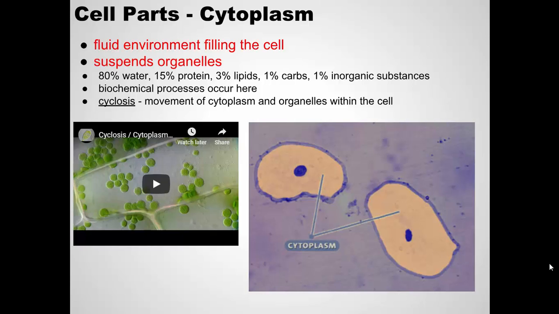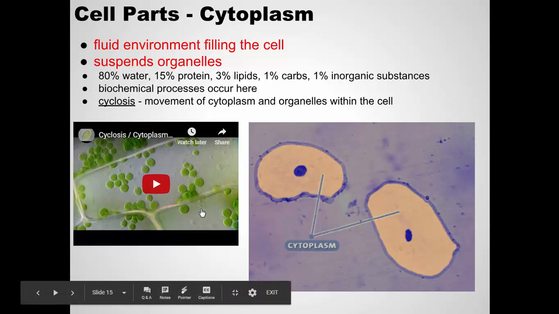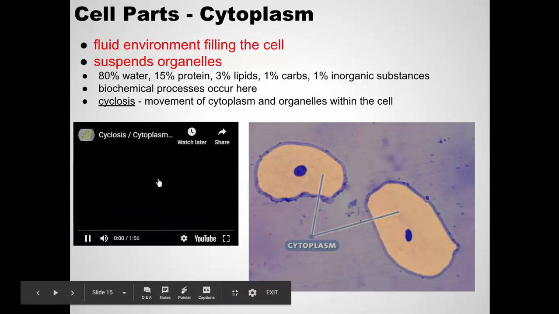The organelles are sort of in the cytoplasm, sort of embedded there. It's mostly just water and protein, some lipids and carbs as well. Inside of the cytoplasm, lots of different chemical reactions take place. There's enzymes in the cell, in the cytoplasm. It's moving. Materials move in the cytoplasm from one place to another. Cytoplasm can stream. It's called cyclosis.